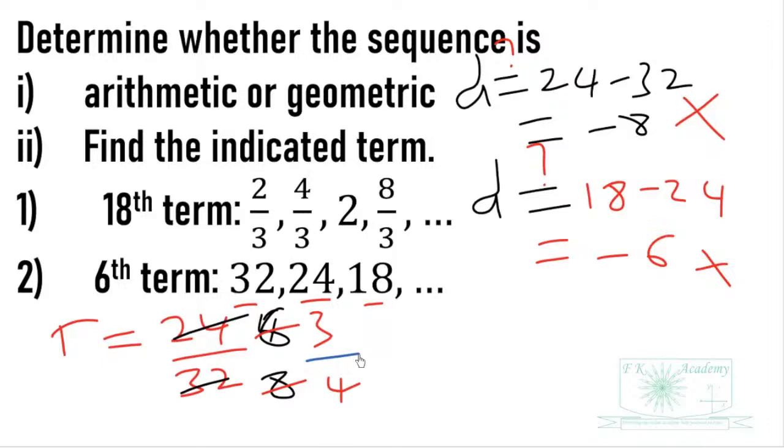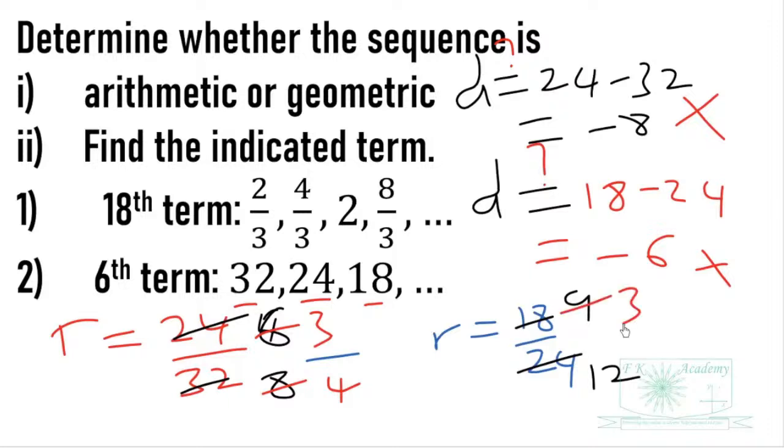Now let's check the second one too, 18 over 24. Let's say 2 will go into 18 9 times, and into 24 12 times. Then 3 can go into 9 3 times, and 3 can go into 12 4 times. So again, we are getting 3 over 4. So it means this sequence is geometric.